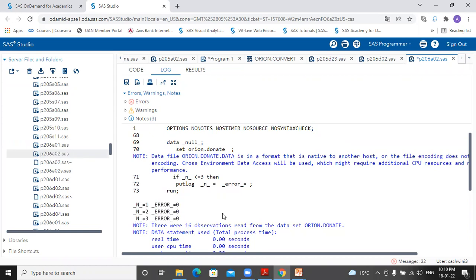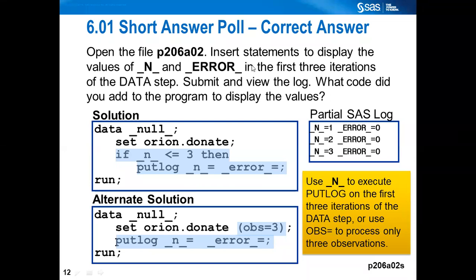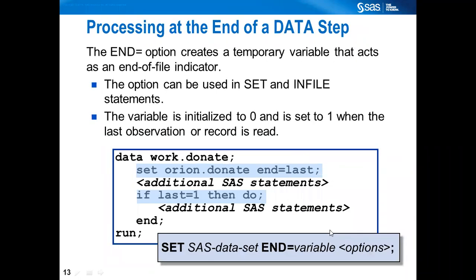So that's what it's telling: to display the values of _n_ and _error_ in the first 3 data step iterations, submit your data statements in this way. You will get this in your log. So use _n_ to execute put log on the first 3 iterations of the data step, or you can also use OBS equal to process only 3 observations. Any one of them you can use. They are also introducing another data step option, the END= option, which creates a temporary variable that acts as an end of file indicator.